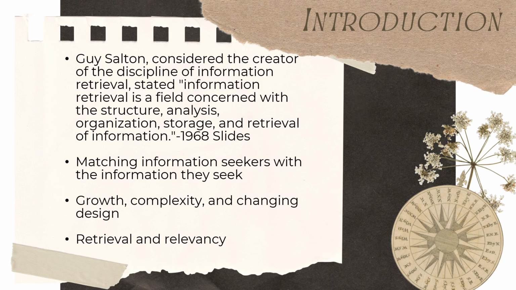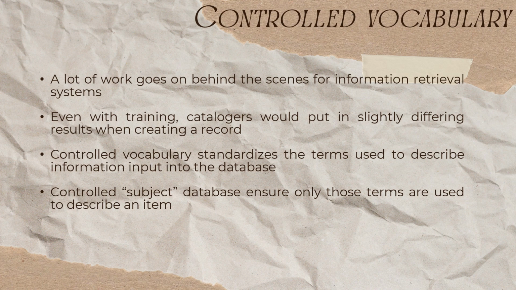And with the goal of retrieval being as many relevant items as possible while retrieving as few non-relevant items, how do we get reliable matches? A lot of work goes on behind the scenes to ensure information is consistent and concise, especially because much of cataloging information is shared amongst libraries. Even with training, without rules and standards for formatting, everyone will produce slightly differing results when creating a record for an item.